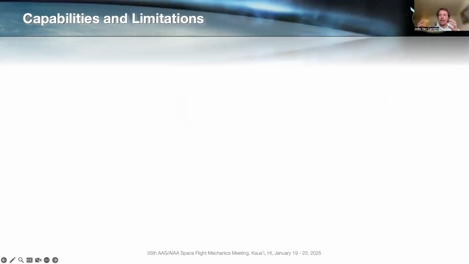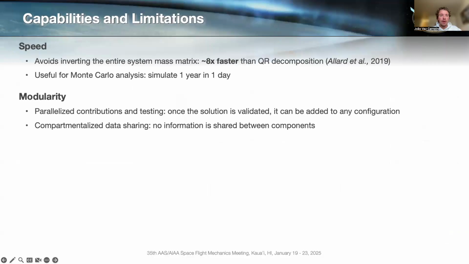So let's talk a little bit about the capabilities and limitations. Why do we care and why do we go through this? The capabilities are clear. First of all, is speed. Cody Allard et al. in 2019 demonstrated that it's up to 8 times faster than a QR decomposition. So QR decomposition is just a straightforward matrix inversion. And this is particularly useful for Monte Carlo analysis, where we have many simulations, and these simulations can potentially take a long time each. And so that speed increase is really noticeable there.